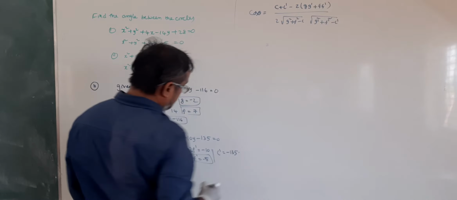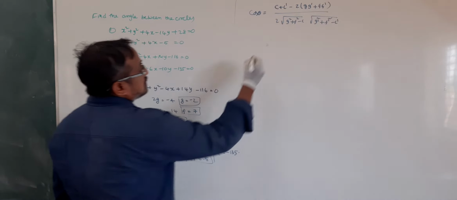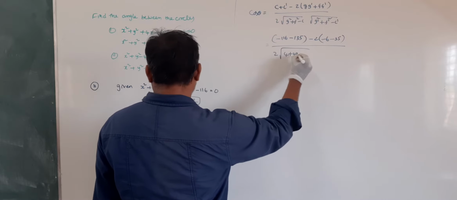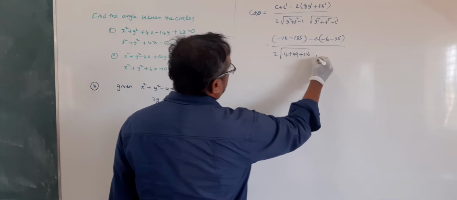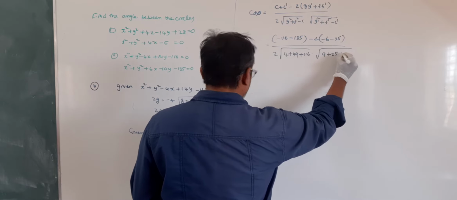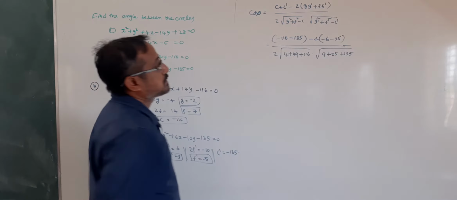So c plus c dash minus 116 minus 135 minus 2 into g g dash, minus 2 into 3 minus 6, plus f f dash, 7 into minus 5, minus 35, by 2 into root of g square 4 plus 49 plus 116, into root of 9 plus 25 plus 135.